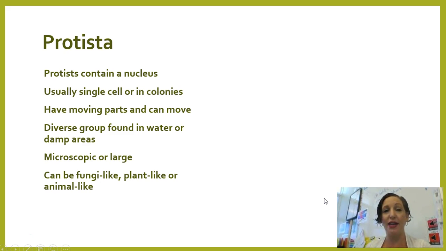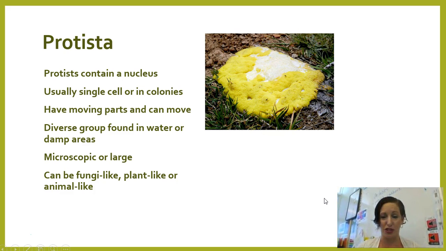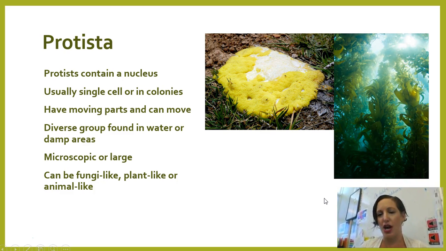They can be fungi-like, plant-like, or animal-like, depending on how they get their nutrition. So this disgusting blob of slime mold is fungi-like. This giant sea kelp is plant-like. Okay, you might have thought that seaweed was a plant, but it actually lacks the cellular structure of a plant. So it's still a very basic organism, but they can be very, very big.